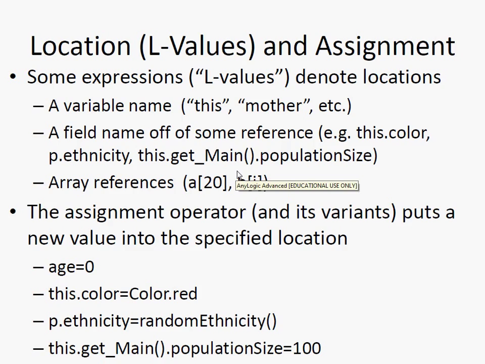You'll notice that what can be on the left-hand side is not just the name of a variable. It can be a whole, what's called an L-value. It can be a whole expression here. This dot get main dot population size equals 100. That means population size inside of main is equal to 100. We can do that, as long as this refers to something that can hold a value.